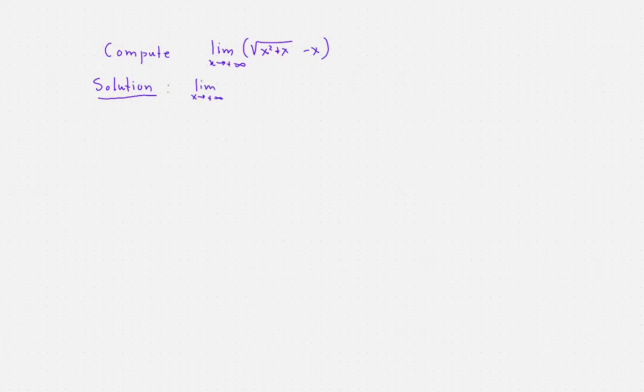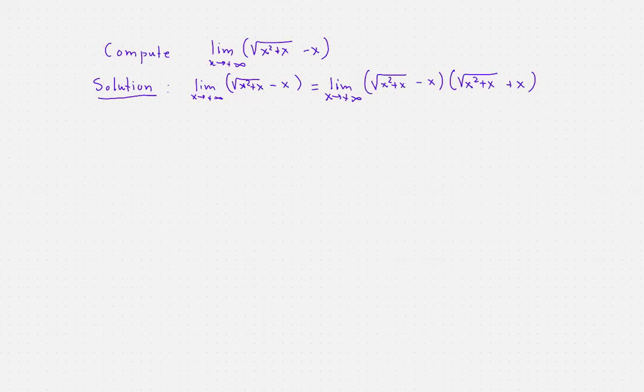So what we will do is we will multiply and divide by the conjugate quantity in order to get rid of the square root, at least as far as the difference is concerned. We're not going to get rid of the square root completely, but at least for the difference.